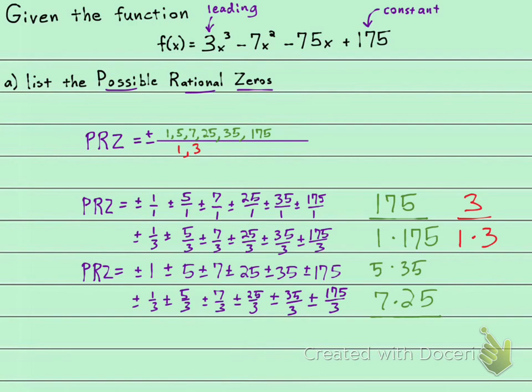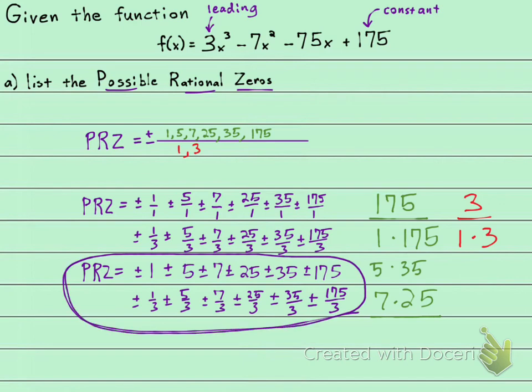Interesting. Here are all of my possible rational zeros. Now I want you to pause this video and ask yourself, how many possible rational zeros are there? Pause it now. Count them up. If you said 12, that is not correct. There are 12 positives and then 12 negatives. So there's actually 24 possible rational zeros.